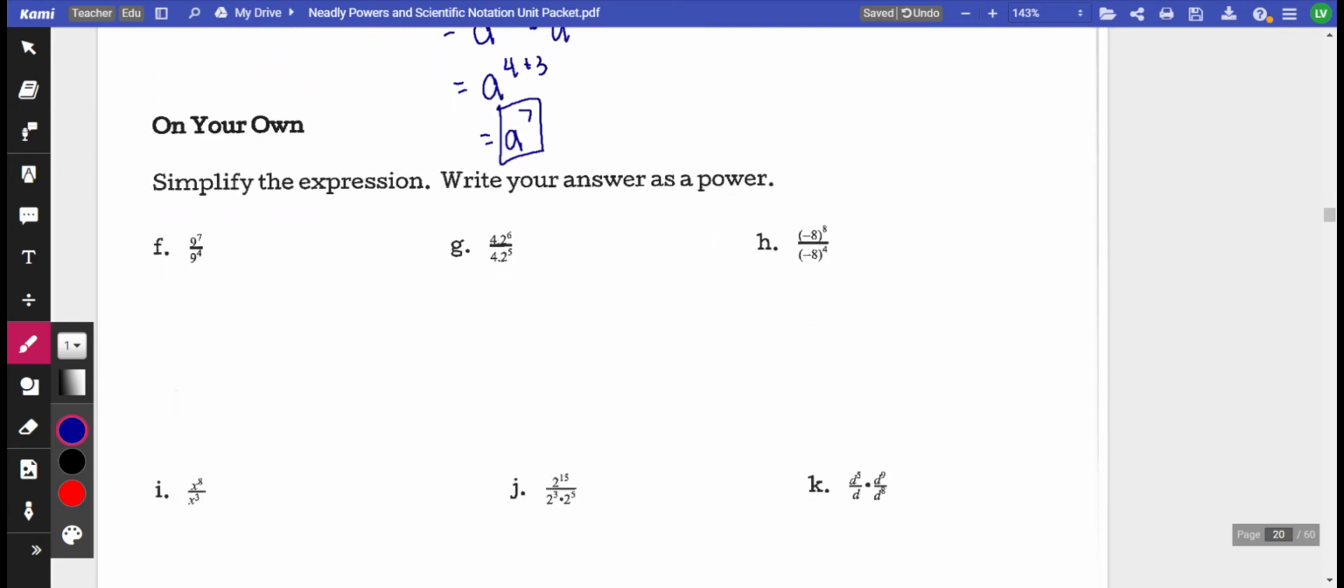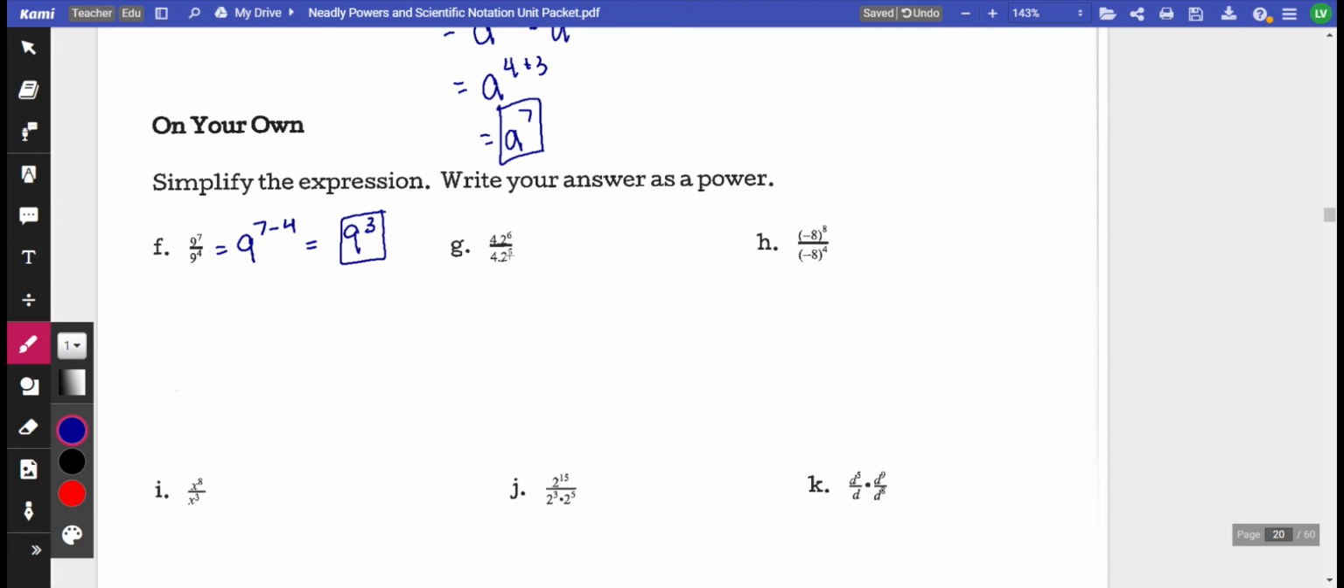So now you guys are going to try some problems on your own. There are a total of 9. So let's take a look at letter F. 9 to the 7th divided by 9 to the 4th. I'm subtracting the exponents because I'm dividing the bases. So that's 9 to the 3rd power.